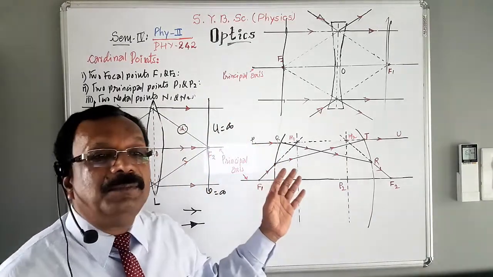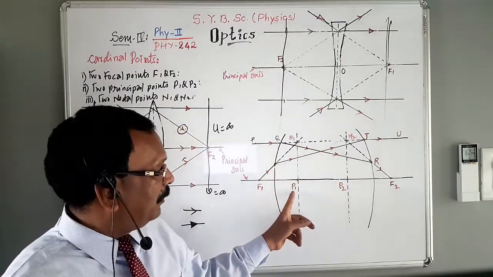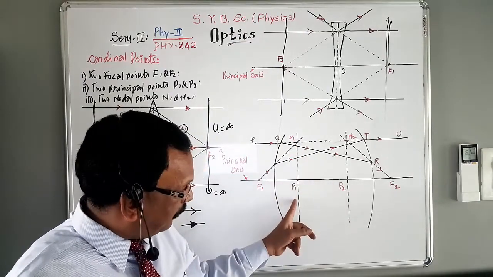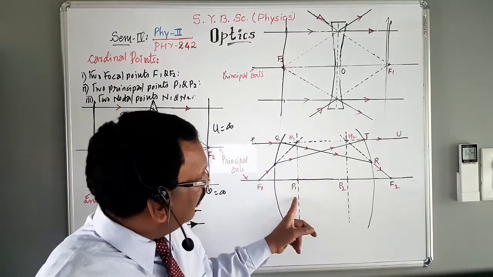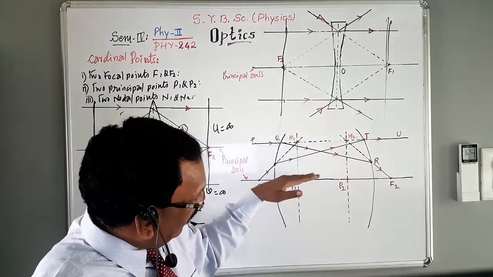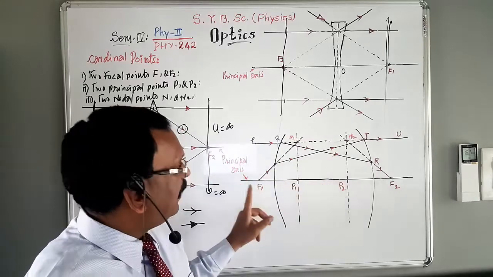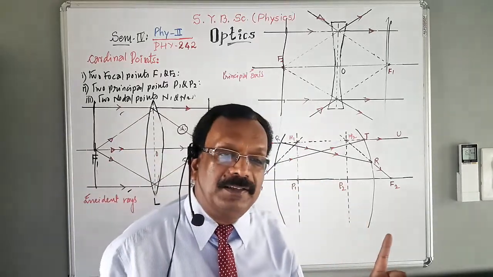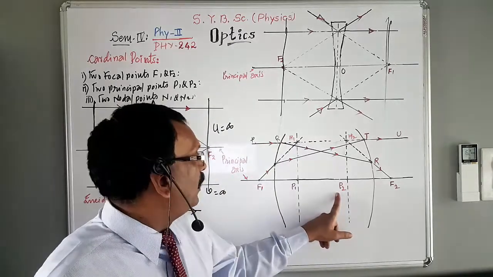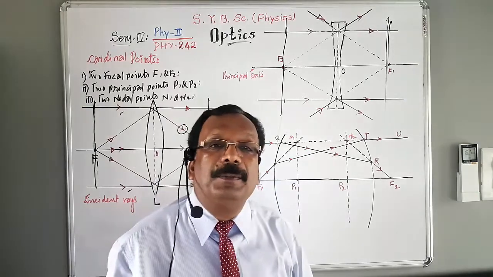For an optical system, there are two principal points, P1 and P2. The plane passing through the first principal point P1 and the plane passing through the second principal point P2, and these planes, which are perpendicular to the principal axis, are known as principal planes. In this figure, P1 and P2 are the principal points, and H1P1 and H2P2 are the principal planes.